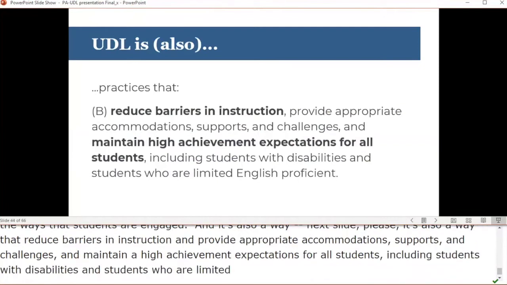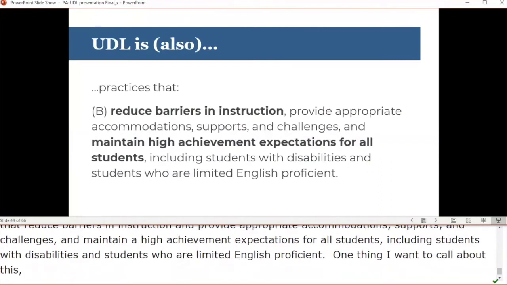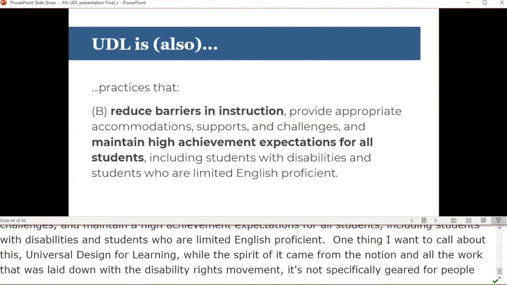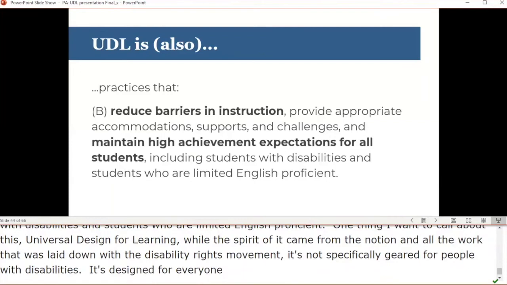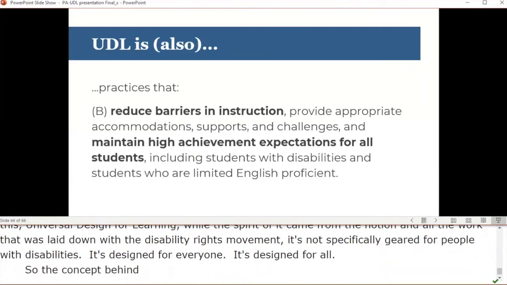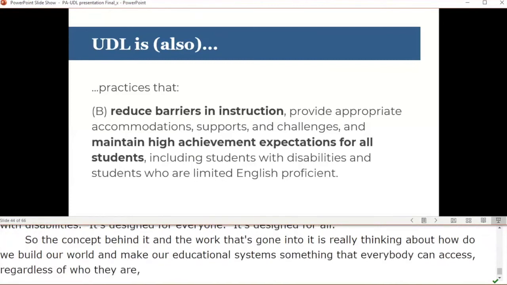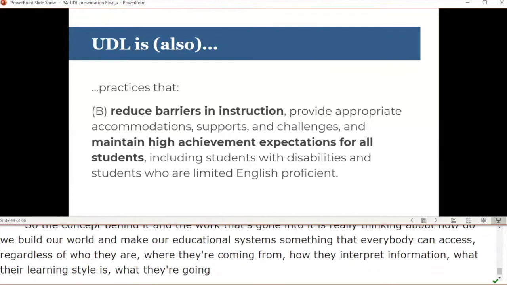And one thing I want to call out about this is Universal Design for Learning, while the spirit of it came from the notion of, and all the work that was laid down with the disability rights movement, it's not specifically geared for people with disabilities. It's designed for everyone. It's designed for all. So the concept behind it and the work that's gone into it is really thinking about how do we build our world and make our educational systems something that everybody can access regardless of who they are, where they're coming from, how they interpret information, what their learning style is, what they're going home to, and what they're coming with when they step into the classroom or whatever learning environment they're coming to. Next slide, please.